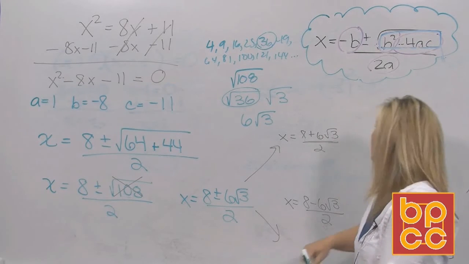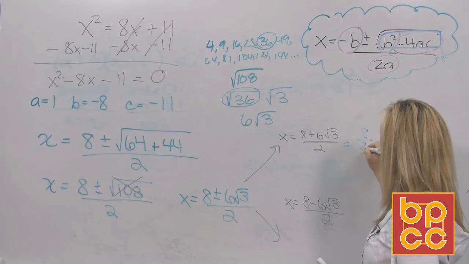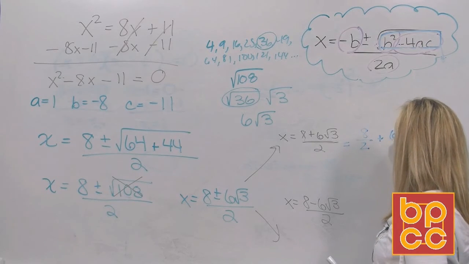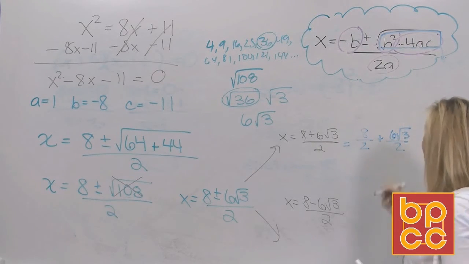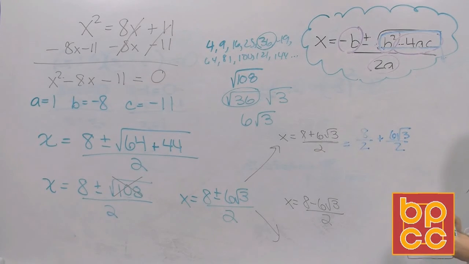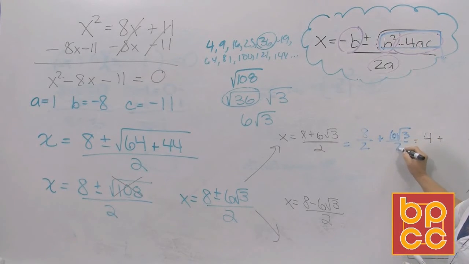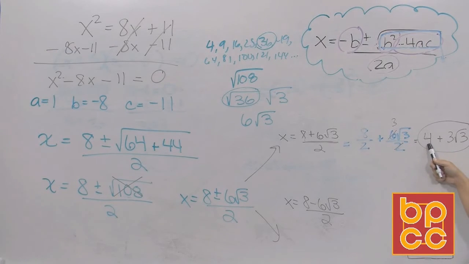Back in algebra 1 and 2, we made you rewrite this as 8 over 2 plus 6 square roots of 3 over 2. That's what that means. You're dividing both terms by 2. And then you would divide them. 8 divided by 2 is 4, plus 6 divided by 2 is 3 square roots of 3. And that's your answer because you can't add that. They're not alike. That's a whole number. That's an irrational number.